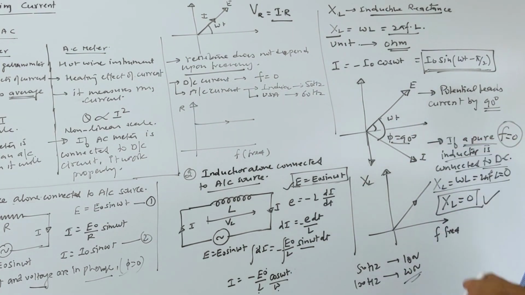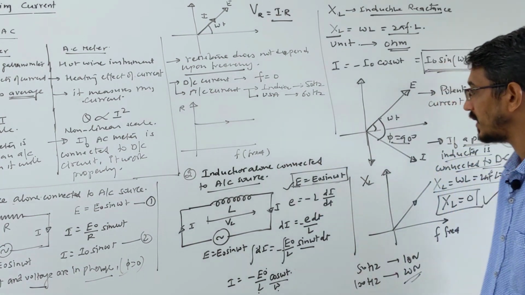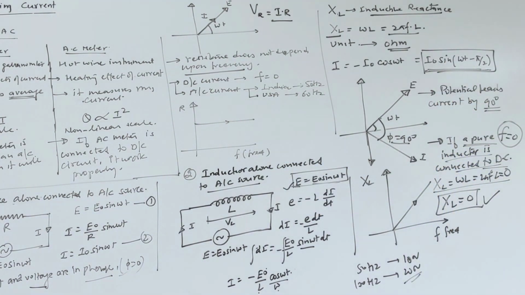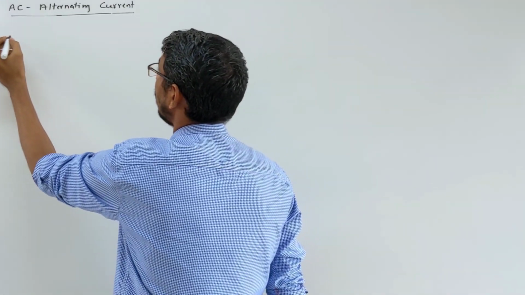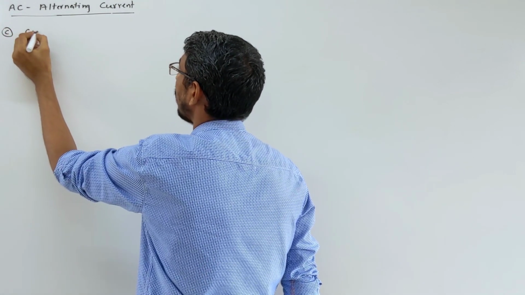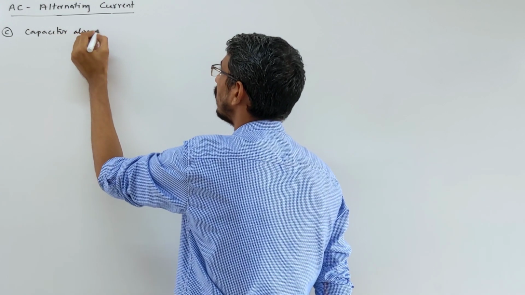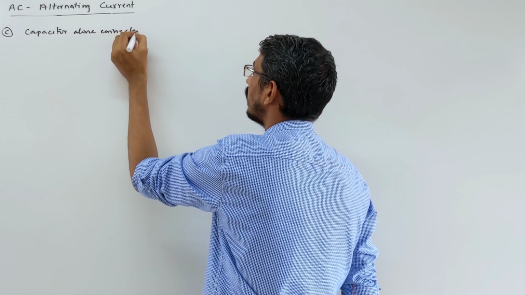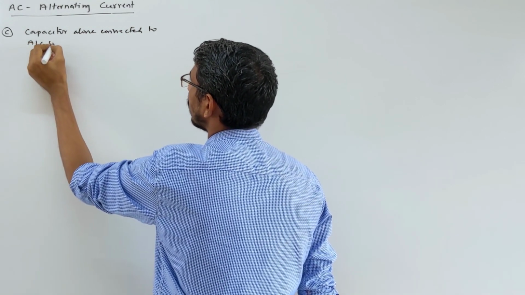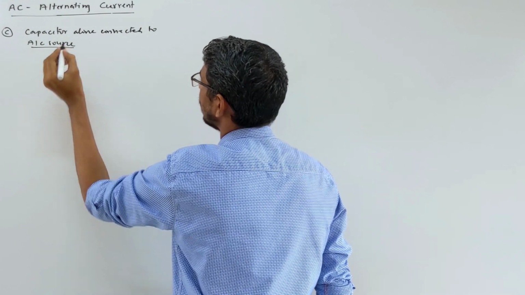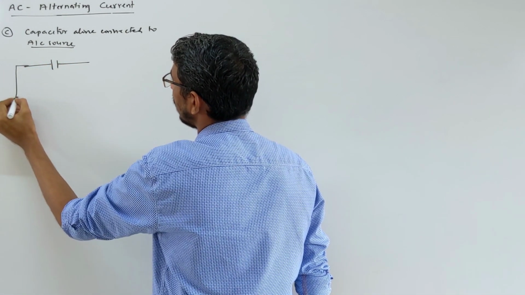Now we will talk about a capacitor alone connected to your AC circuit. Then what happens? Okay, let's see it. So we were talking about the third element, the capacitor alone connected to an AC source. Then what happens? Look here, you have a capacitor and it is connected to an AC source.